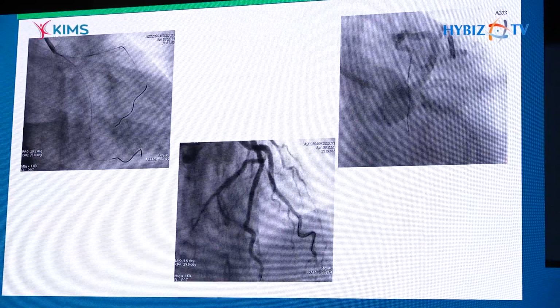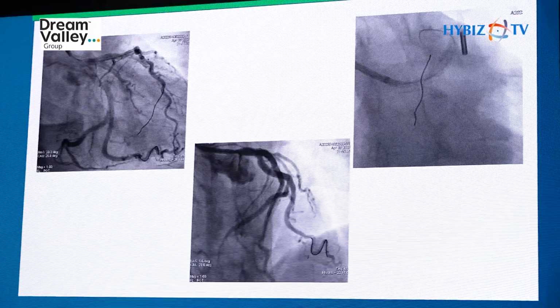And this is the point where we stopped the procedure, and the patient was hemodynamically stable. He was shifted to CCU.